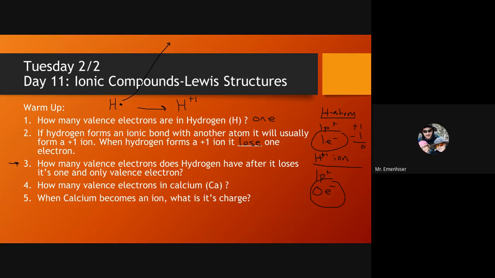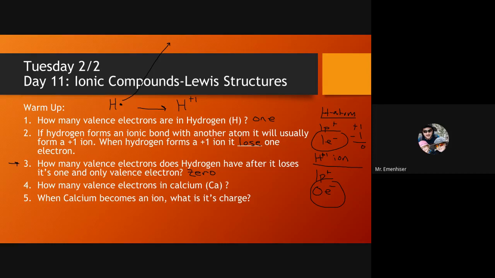Okay, number 3. How many valence electrons does hydrogen have after it loses its 1 and only valence electron? 0. It had 1, now it has 0. It lost its 1 and only electron. Now it's down to 0.